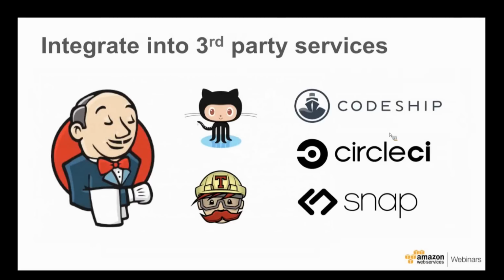I also get asked a lot, how do I use OpsWorks to integrate with Jenkins or GitHub directly, or Travis CI, or CodeShip, CircleCI? There's a bunch of these services out there. All of them have built deploy hooks into OpsWorks, and you can find easy to follow guides online about this.